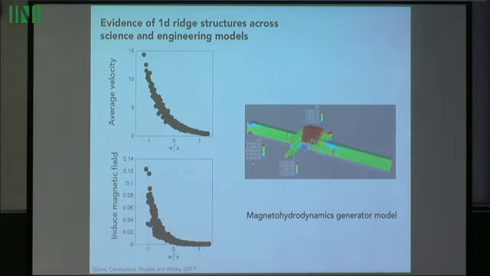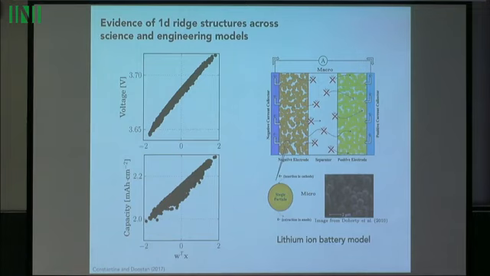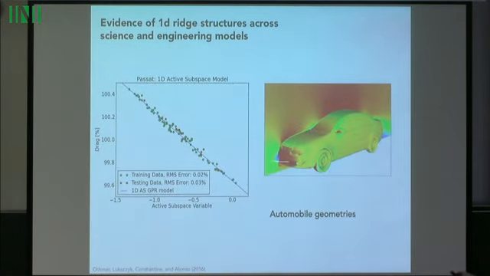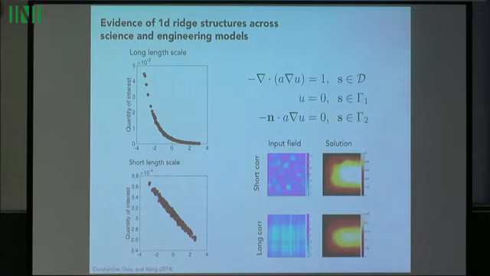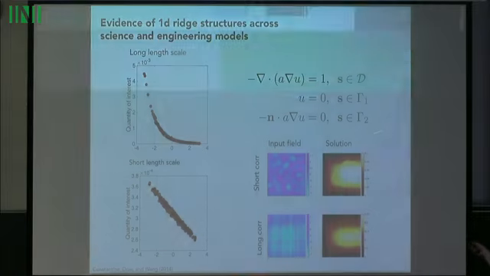The average velocity and the induced magnetic field from a magnetohydrodynamics generator model as a function of 5 different physical parameters. Voltage and capacity from a lithium-ion battery model as a function of 18 different parameters in this lithium-ion battery model. Drag count from an actual Volkswagen Passat geometry as a function of 16 different parameters representing its geometry. This is for those of you that do parameterized PDEs. You can play with our standard elliptic problem.